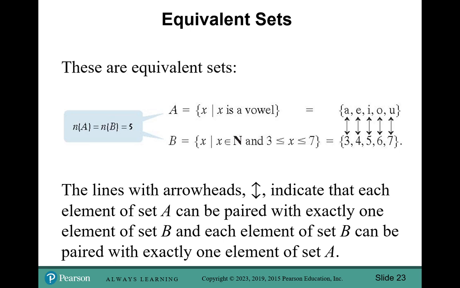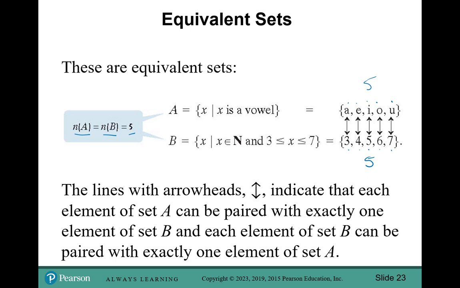These are two equivalent sets because, as you can tell here, the cardinality of A equals the cardinality of B, which is 5, because there are 5 elements in each of these sets. 1, 2, 3, 4, 5. 5 elements in this set. 1, 2, 3, 4, 5. 5 elements in that set. They are equivalent sets. Remember, equivalent does not mean equal to. It just means that they have the same number of elements in each of those sets.